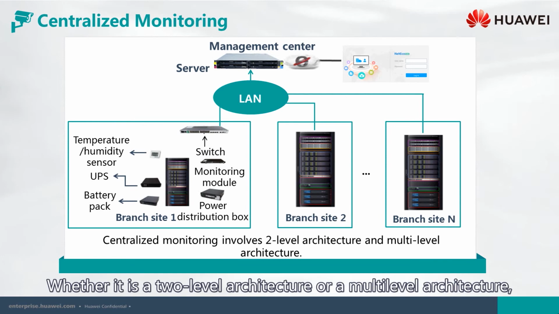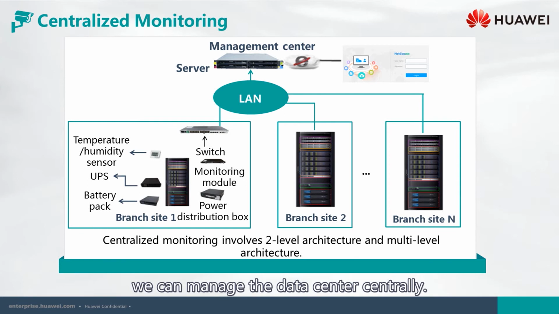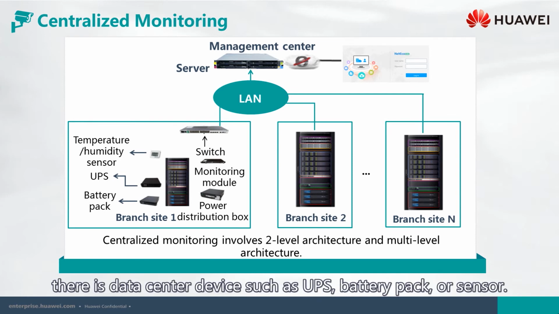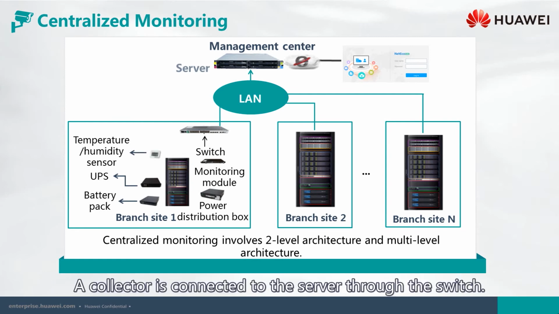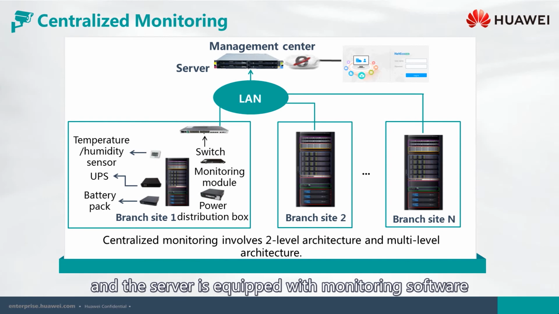Whether it is a two-level architecture or a multi-level architecture, we can manage the data center centrally. For example, in a computer room, there is a data center device such as UPS, battery pack, or sensor. A collector is connected to the server through a switch. The devices in the other same node computer room can also be connected to the server through the switch, and the server is equipped with monitoring software to monitor these devices.